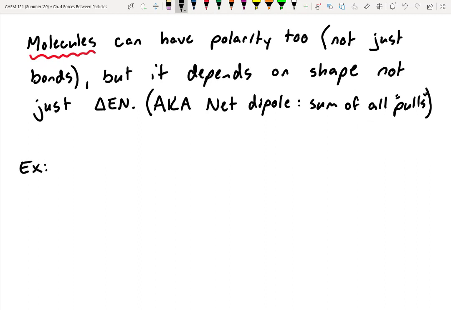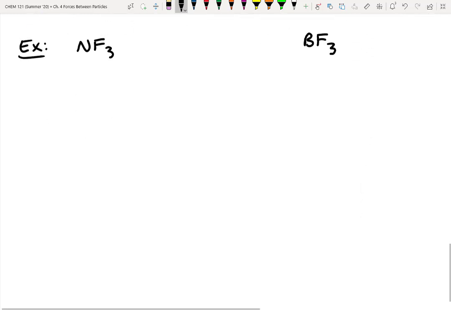And I'm going to pick two different molecules. I'm going to pick NF3, that's nitrogen trifluoride. We'll talk about how to name these later. And then over here, we're going to do BF3, so that's boron trifluoride. And let's first do the Lewis structure. Before we do anything else, let's do the Lewis structure.